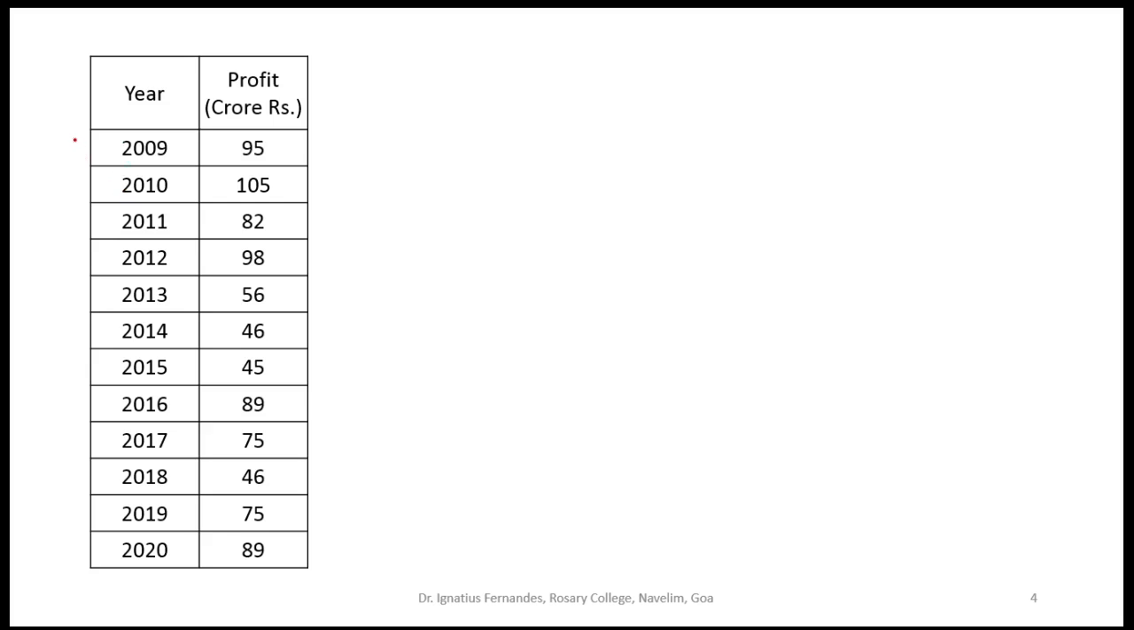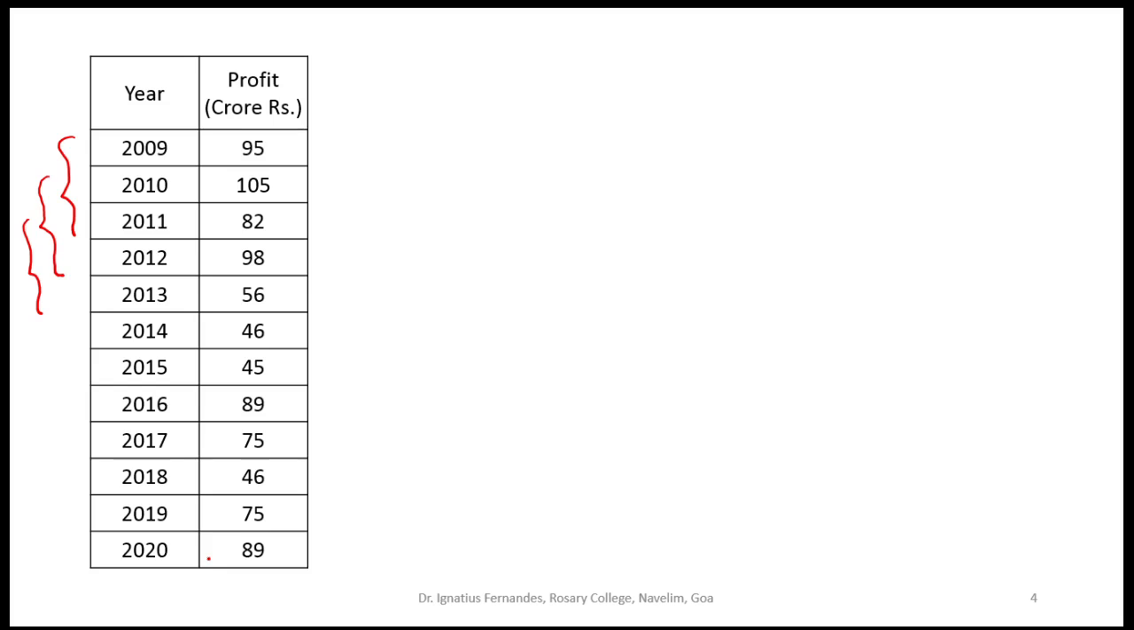We start with the first 3 years and find the average of the variable, that is profit here, for these 3 years. Then we go to the next year, 2010, and consider the next 3 years, from 2010 to 2012, and again find the average. Then we go to 2011, so 2011 to 2013, and find the average. We consider consecutive periods of 3 years and keep on finding the averages, moving from the first year to the last year.